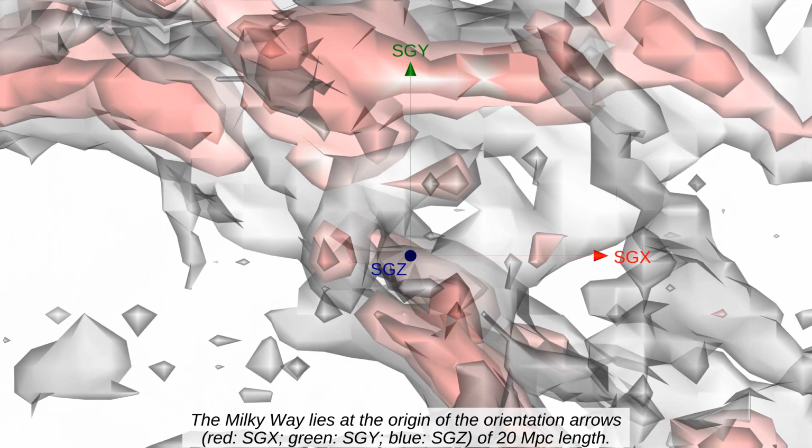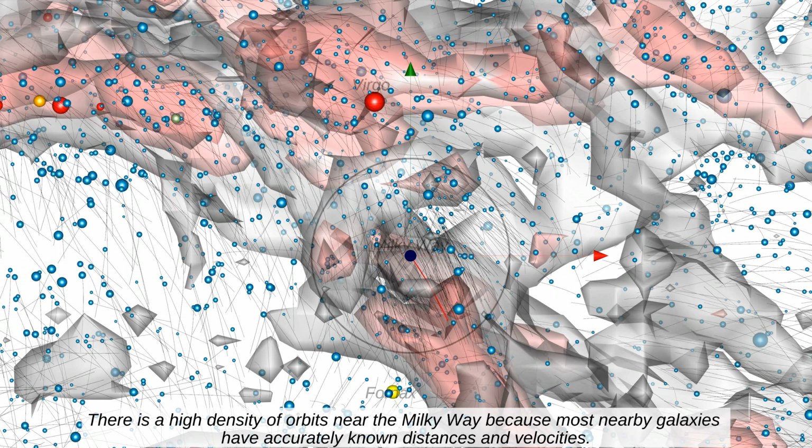The Milky Way lies at the origin of the orientation arrows, red SGX, green SGY, blue SGZ, of 20 megaparsec length. There is a high density of orbits near the Milky Way because most nearby galaxies have accurately known distances and velocities.